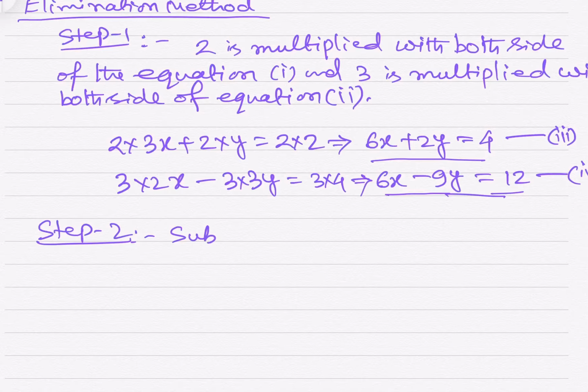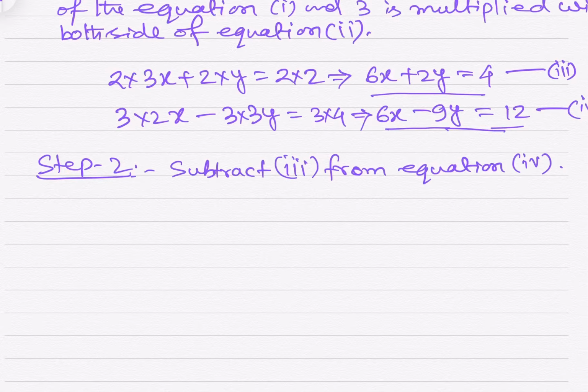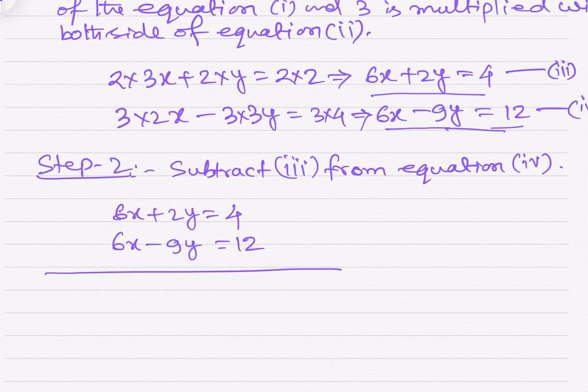So now we subtract equation 3 from equation 4. Now we write down the two equations here: 6x plus 2y equals 4 and the second one is 6x minus 9y equals 12. Now I apply subtraction, minus plus, here minus. So here 6x minus 6x cancels.